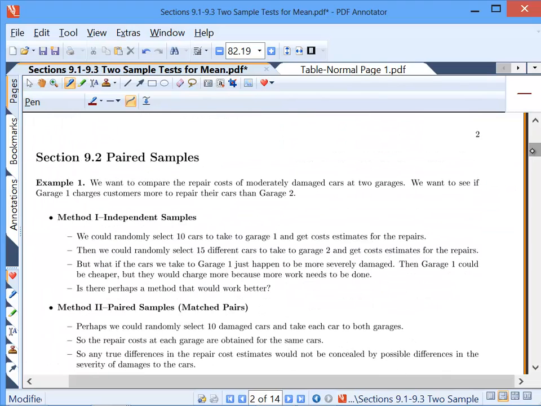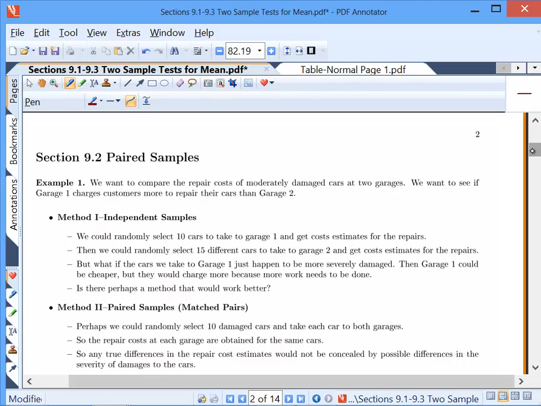There's different ways we can take samples. The first one we're going to talk about is paired samples. So for example 1, we want to compare the repair costs of moderately damaged cars at two garages. So basically, we want to see if garage 1 charges customers more to repair their cars than garage 2.